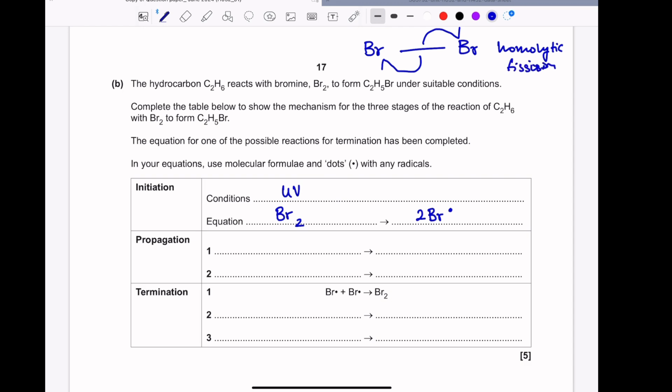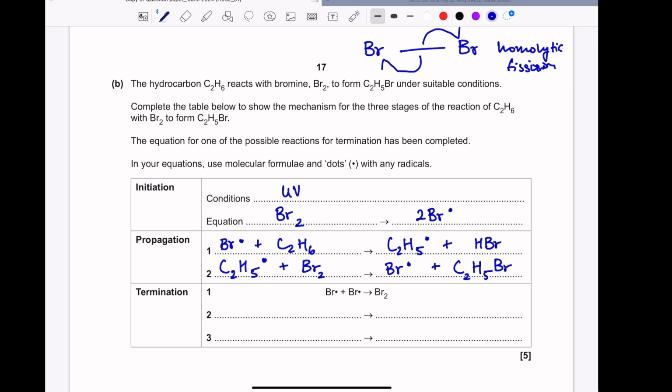The next question is the propagation step. This is when one bromine radical reacts with the compound in question, which is C2H6, and this will always form an organic radical. That's the rule: the first step of propagation forms an organic radical. So the organic radical formed is the C2H5 radical. The Br radical steals one of the hydrogens to form HBr. And because this is a chain reaction, the organic radical will react with more bromine molecules to form more bromine radicals and the compound C2H5Br, the desired compound required.